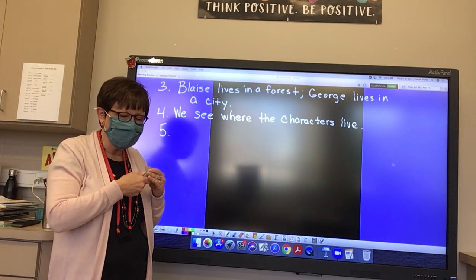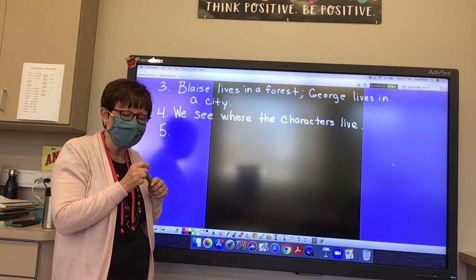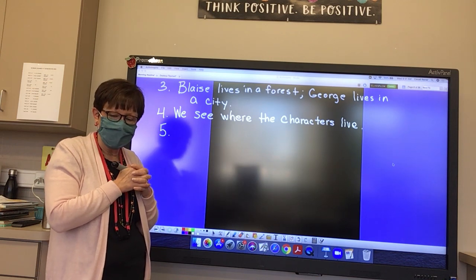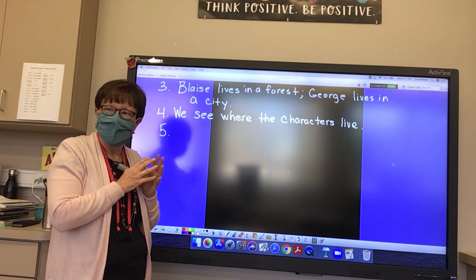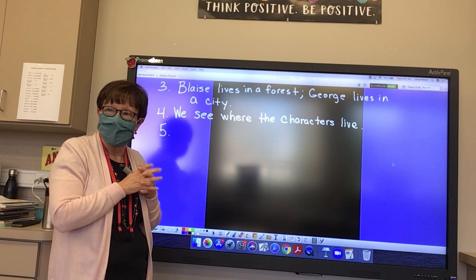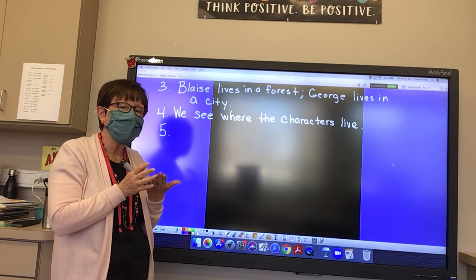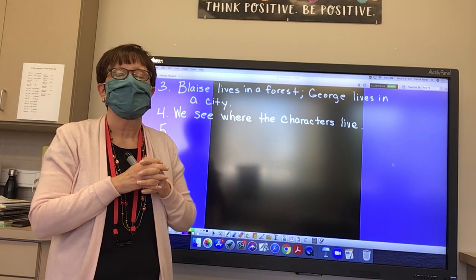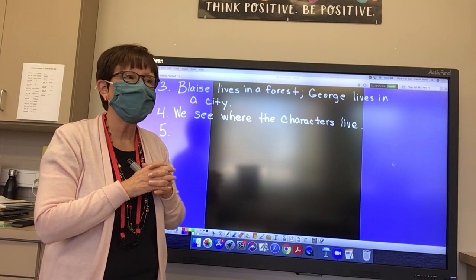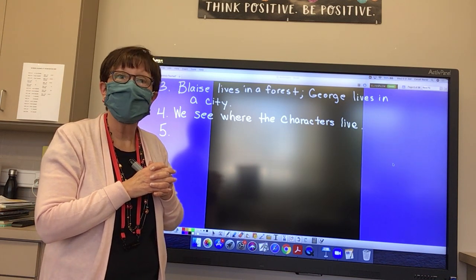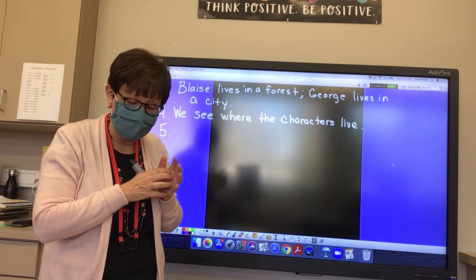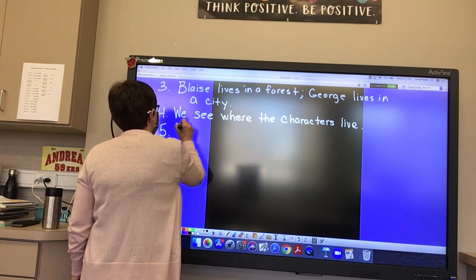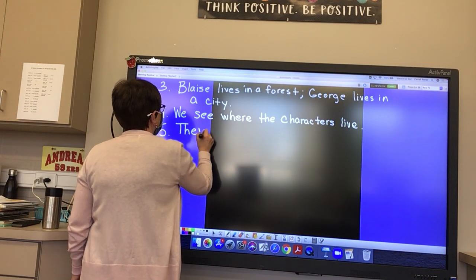So how has sending letters to a pen pal changed Blaze and George? How's it changed them? Ivy, what do you think? It made George a new friend, and it's kind of making them better friends. Yes, it's made them friends. What do you think, Juliana? They didn't like writing, but now they think it's neat. Yeah, they like writing now, and they have become better friends. They learned a lot about each other. So let's say they have become friends.